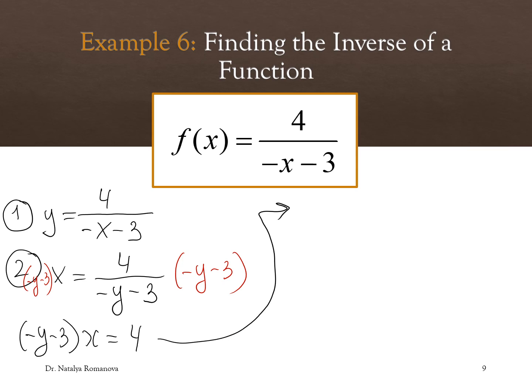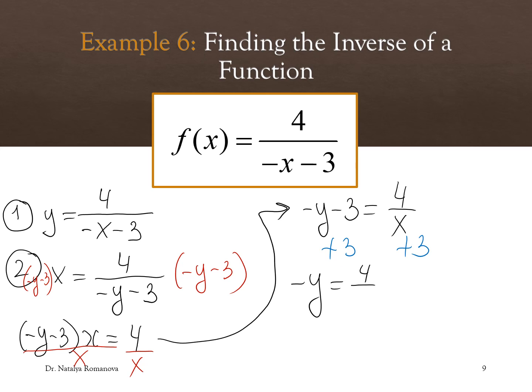Now we remember our goal. We have to isolate y. It makes sense to divide both sides by x. It would be negative y minus 3 equals 4 over x. Next step, add 3 to both sides. It would be negative y equals 4 over x plus 3. Now multiply or divide both sides of our equation by negative 1. It would be y equals negative 4 over x minus 3.